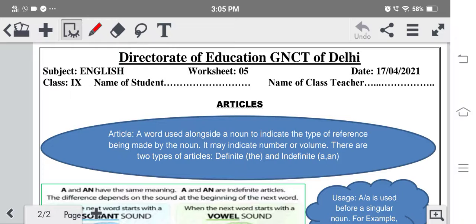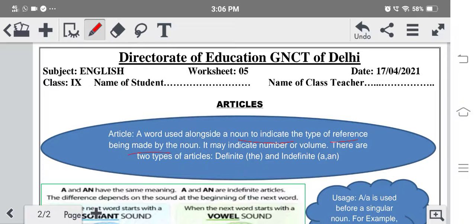Students, this worksheet is on articles, and we have done articles in class 6, 7, 8, and you all know what articles are. There are 3 articles that we have in our English language. An article is a word used alongside a noun to indicate the type of reference being made by the noun. We get to know what kind of reference we are making to the noun, and it may indicate number or volume. So there are 2 types of articles.